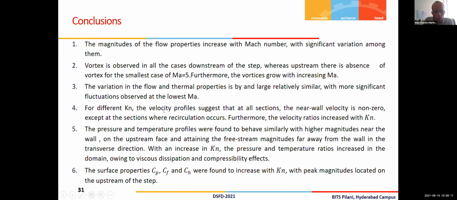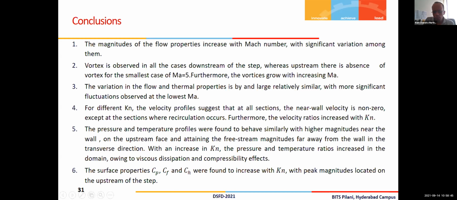And for different Knudsen numbers, the velocity profile suggests that at all sections, the near wall velocity is non-zero, except at the sections where the recirculation occurs. Furthermore, the velocity ratios increase with Knudsen number. So in these, we have also captured the slip velocity behavior of rarefied flows near the wall. And the pressure and temperature profiles were found to behave similarly, with higher magnitudes near the wall on the upstream face and attaining free stream magnitudes far away from the wall. So this is understandably so based on the flow physics.